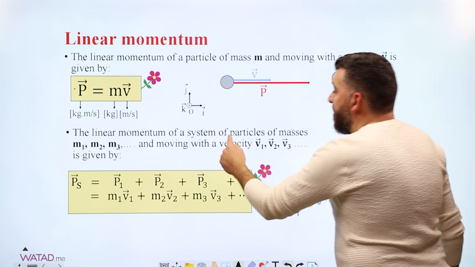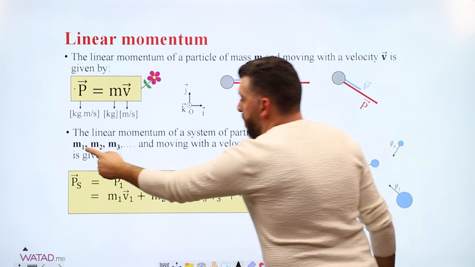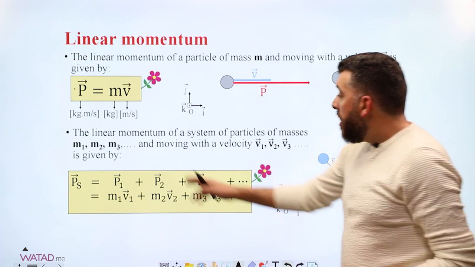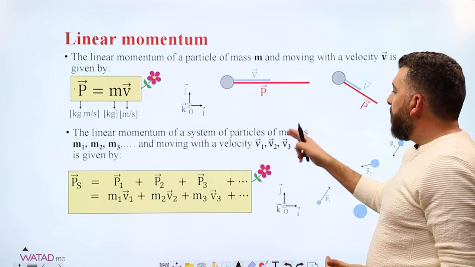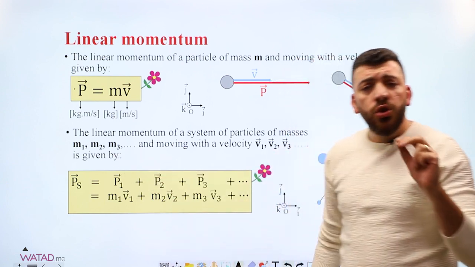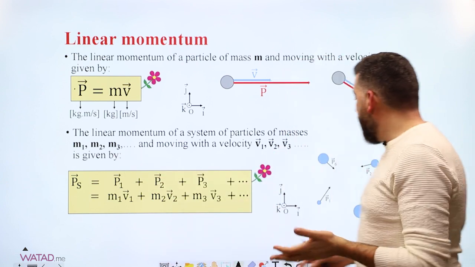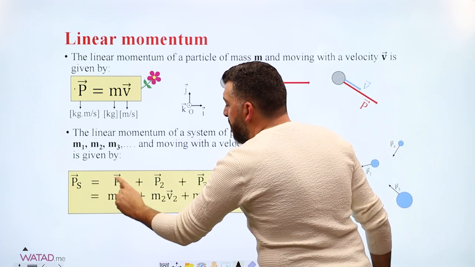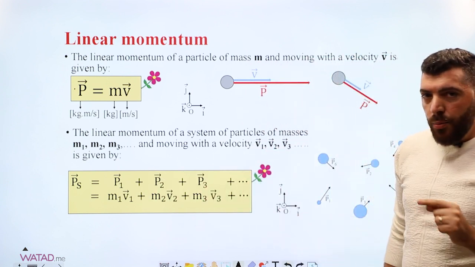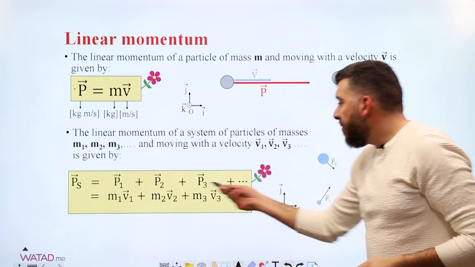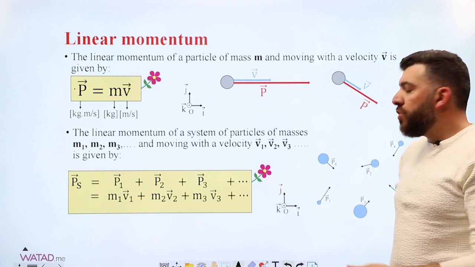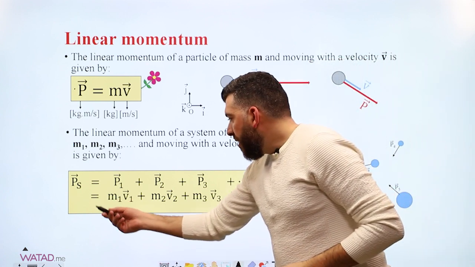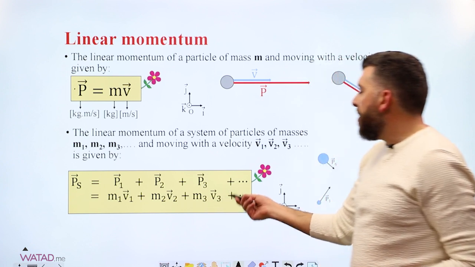So the linear momentum of a system of particles of masses, the particles don't have to have the same mass. So masses m1, m2, m3 up to mn, moving with different velocities v1, v2, v3, is given by the following. To find the momentum of any system formed of n particles, we call it Ps, the momentum of this system. It is simply the sum of the momenta of all the particles: p1 plus p2 plus p3 plus p4 up to pn, as many particles as we have. That becomes m1 v1 plus m2 v2 plus m3 v3.